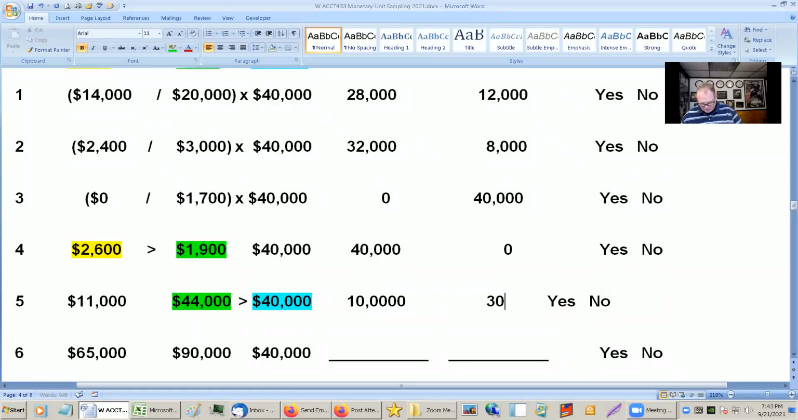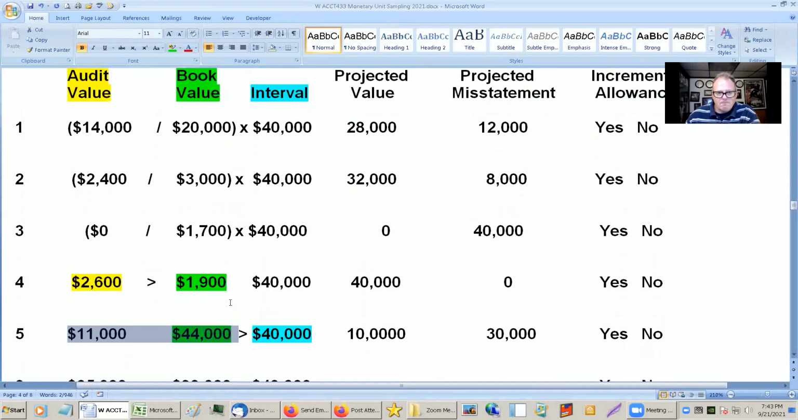Now, there's a problem with doing it this way. The problem is, this item is really misstated by how much? It's got an audit value of 11,000. They have it on the books at 44,000. This is really misstated by 33,000. The projected misstatement is not really 30,000. The actual misstatement is higher than the projected. You go, wow, how'd that happen? It happens because you're taking the larger.